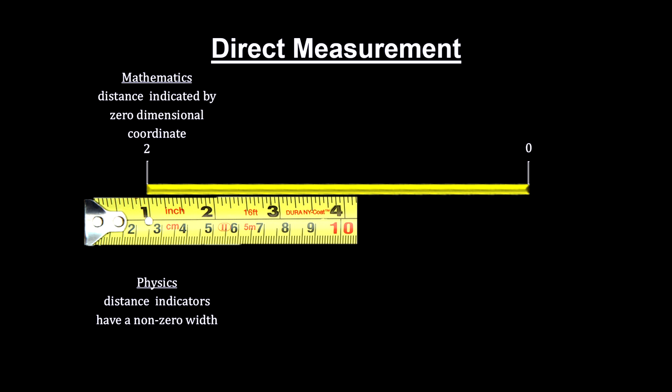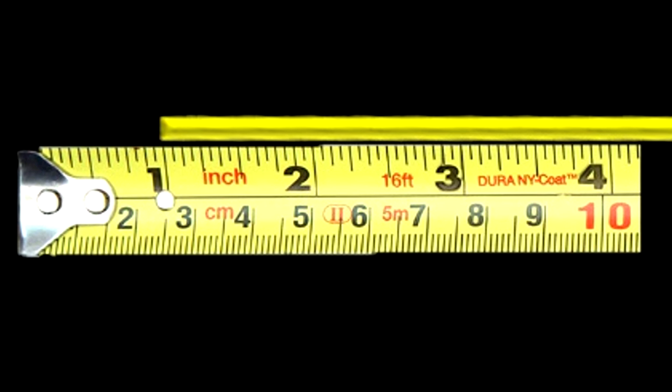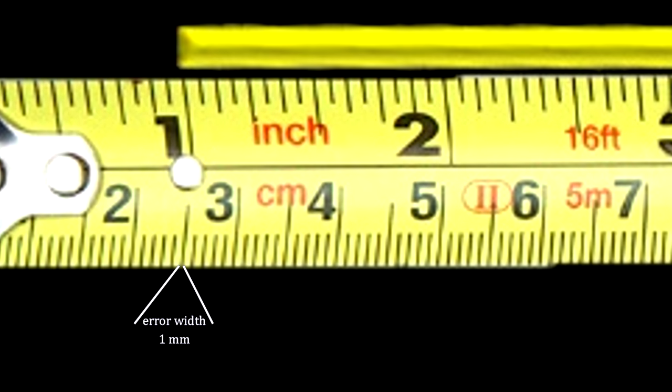For completeness purposes, you will often see a distance accompanied by an estimated error magnitude. In this case, we would say that the distance to the pillar is 2 meters, plus or minus 1 millimeter, or 2.19 yards, plus or minus some fraction of an inch, depending on the accuracy of the tape measure.